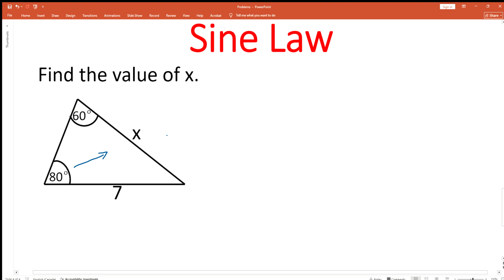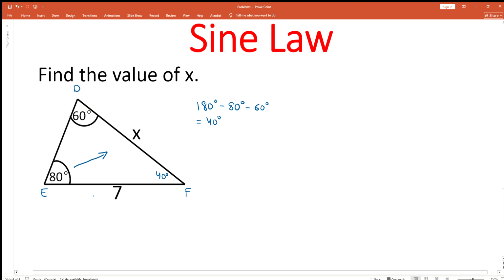Let's start by analyzing this given triangle. We can label the corners in this triangle. In this triangle, we are given the measure of angle D. We are given the measure of angle E. As you may know, sum of angles in a triangle is 180 degrees. So the measure of angle F is equal to 180 degrees minus 80 degrees minus 60 degrees, which is equal to 40 degrees. That's the measure of angle F.